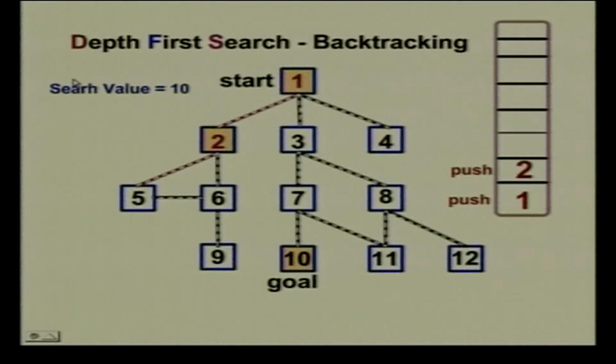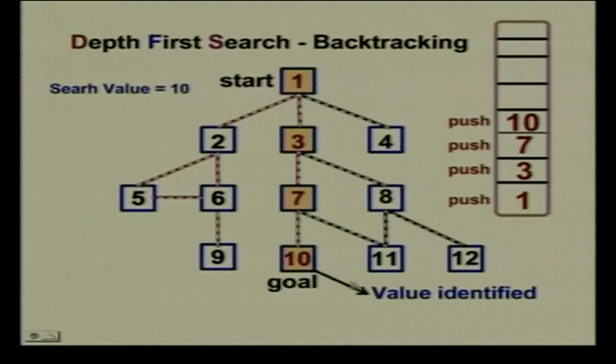So, let us assume that we have a tree and we want to find the goal. Initially you start with 1 that has been pushed onto the stack, then you go to the child, so push 2, then you push 5. Now, 5 has no children, so you go to the sibling which is 6, then you go to its child 9. After that you do not have anything, so pop 6 out, then pop 5 out, pop 2 out, then you go to the next child which is 3, then you go to 7, then you go to 10, that is the depth first. So, you go to 10 and now you have identified the value.